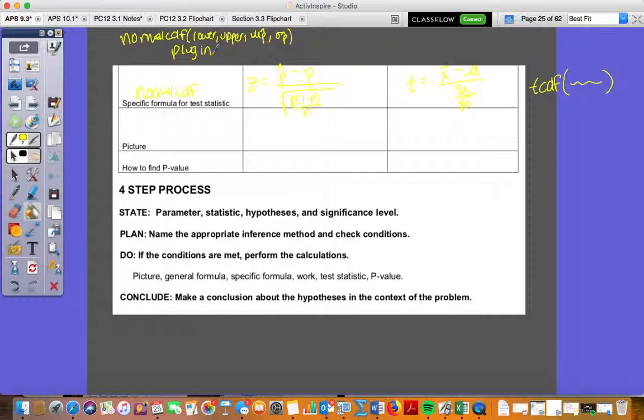This one's a little bit tougher. To plug in TCDF, it is lower, comma, upper, comma, df. Remember, degrees of freedom is equal to n minus 1, the sample size minus 1. Here's the issue that I should have been more clear on. When you do one of these, you cannot put in the actual value. I have to use my t-score.